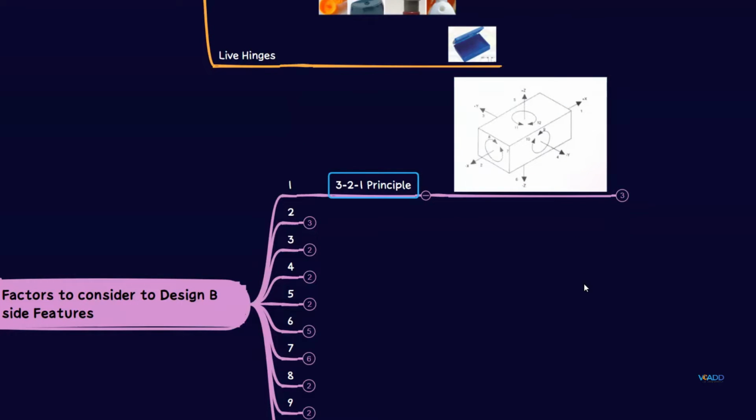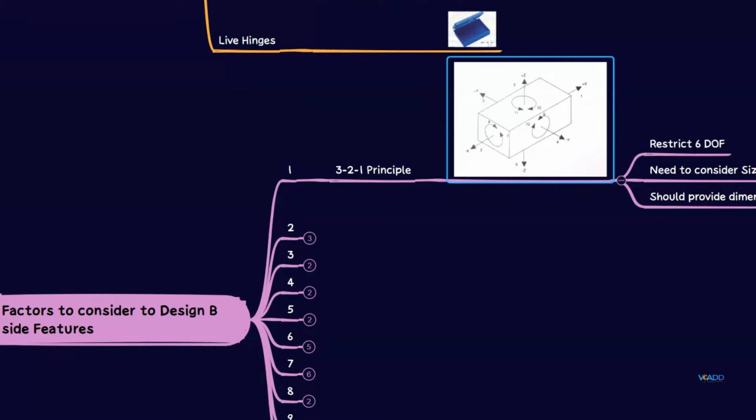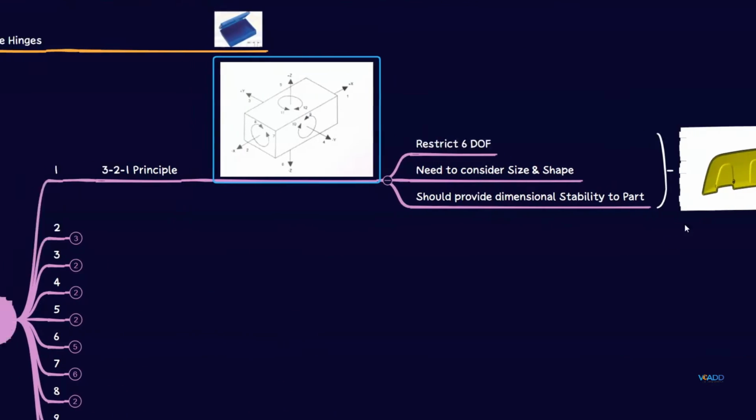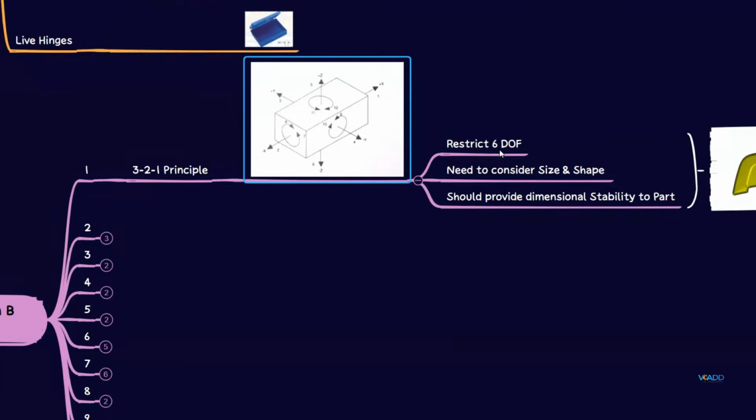While attaching, your part should be locked. Means if, for example, you have one of the sub-assemblies and you are going to attach your plastic part to that sub-assembly, you should consider that your feature is locking 6 degrees of freedom. So while deciding the attachment, you should consider it should lock 6 degrees of freedom, need to consider the part size and shape, and it should provide the dimensional stability to the part.